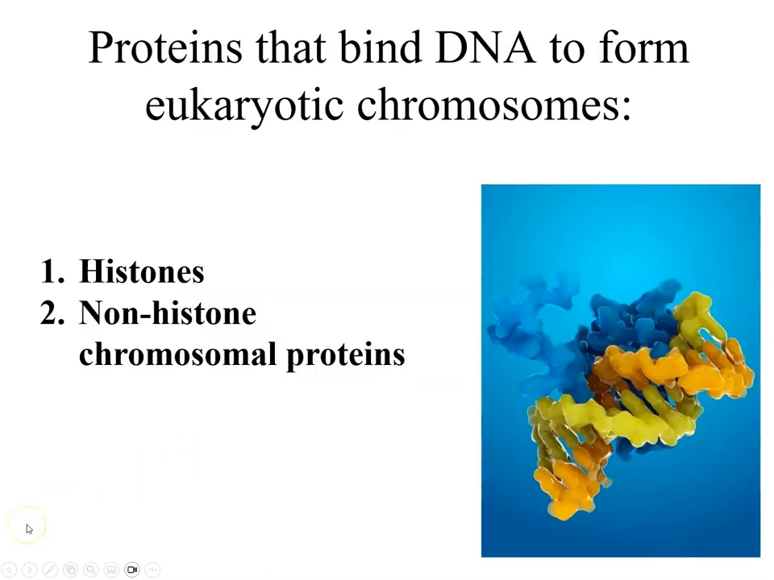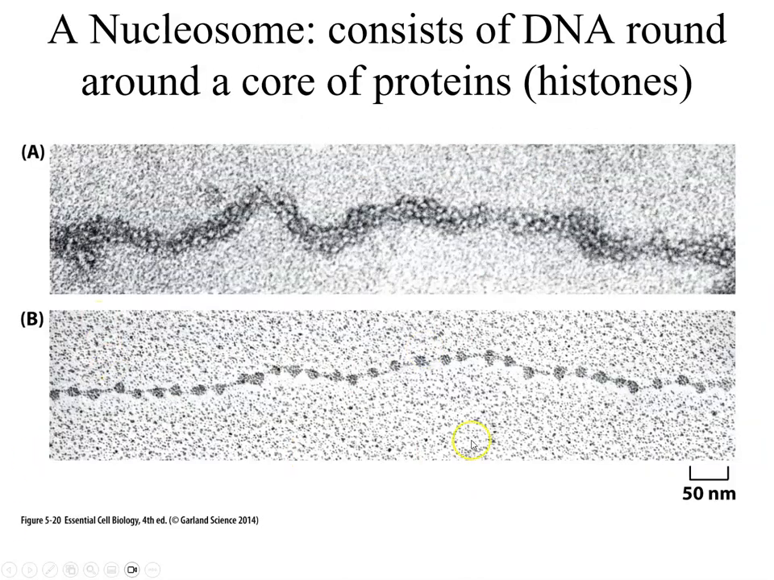One major class of proteins that bind to DNA are called histones. There are other types of non-histone chromosomal proteins that also bind to DNA. We'll talk about both of these. All right, what kind of microscopy can image these things? We're looking at DNA and nucleosomes. So we have DNA that's spun around a core of proteins that are histones.